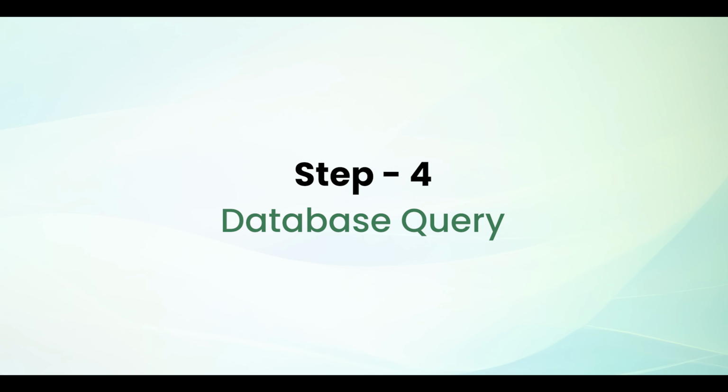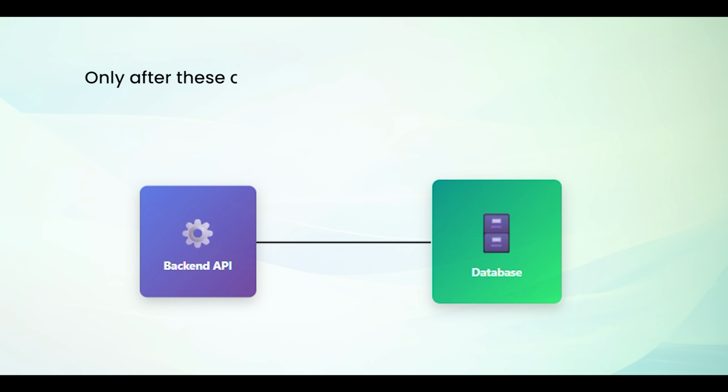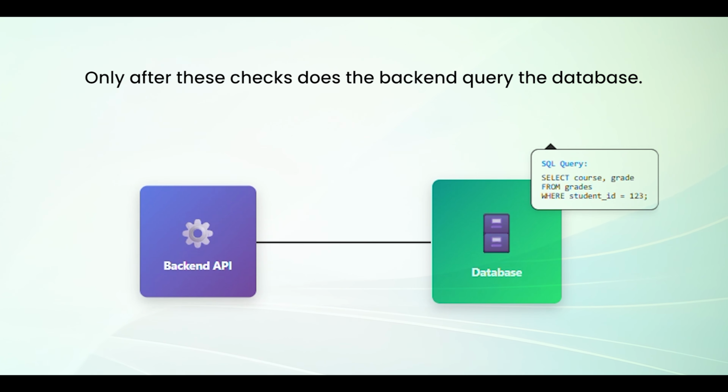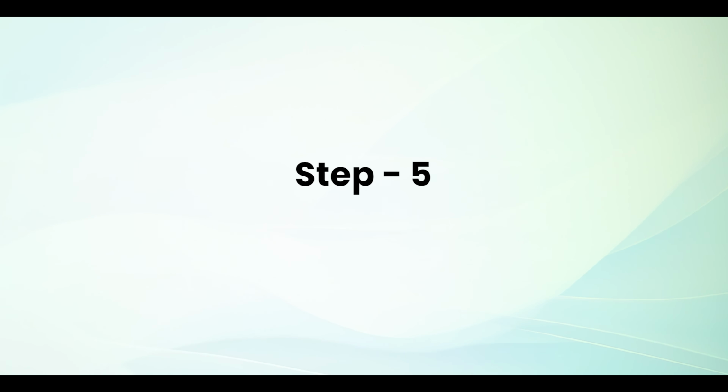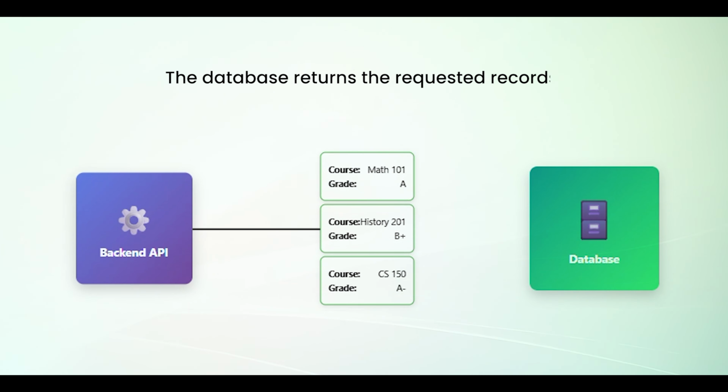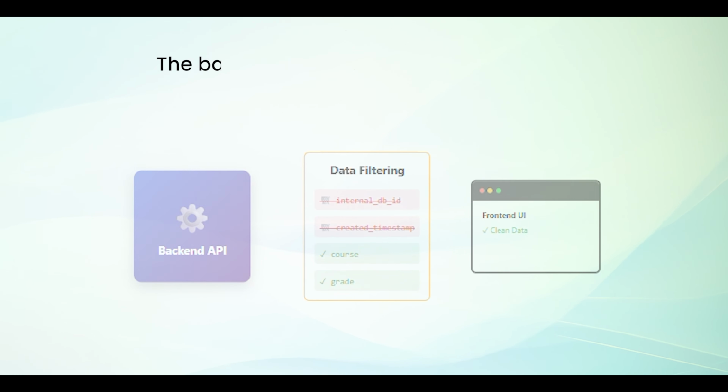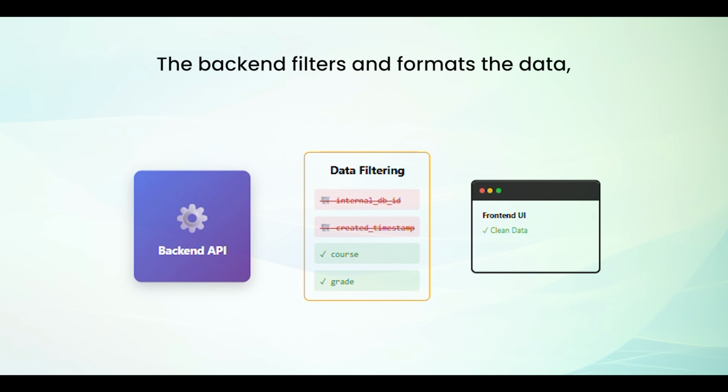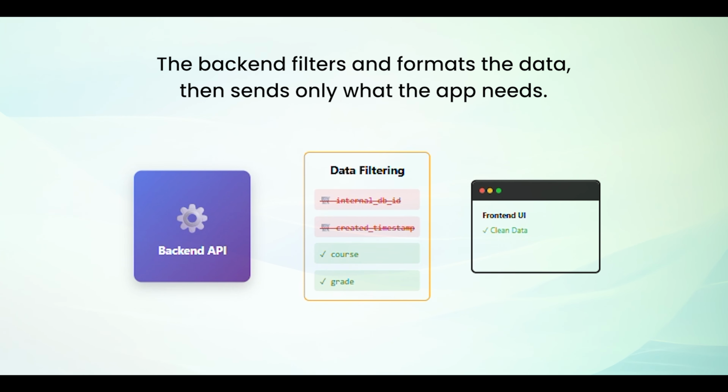Step 4, Database query. Only after these checks does the backend query the database. Step 5, Database response. The database returns the requested records. Step 6, Safe response. The backend filters and formats the data, then sends only what the app needs.